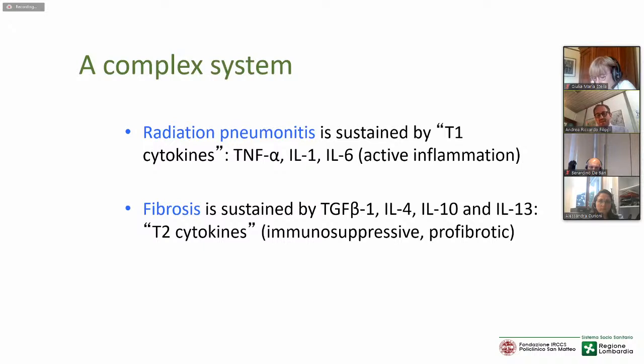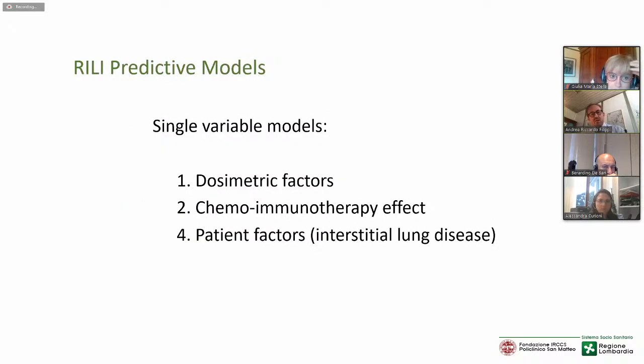So at the end, it's very difficult to say radiation is pro-inflammatory or immunosuppressive or immune stimulatory. It's a combination. The signal of radiation in terms of physiopathology is quite complex to interpret, and that's why we have this clinical presentation. Single variable models to predict the occurrence of radiation-induced lung injury have been tested in the past. We have many data on dosimetric factors. We also have data with the interaction of chemoimmunotherapy.